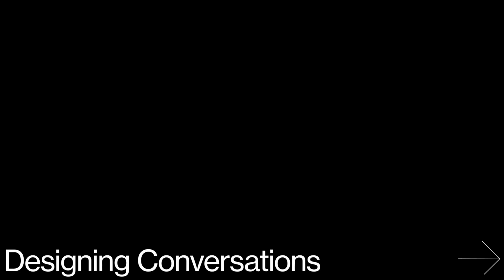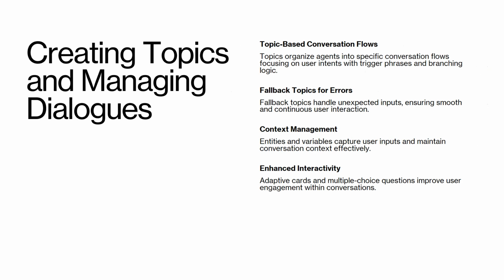Designing effective conversations is key to successful AI agents. This involves creating topics and managing dialogues to ensure a seamless user experience. Topics organize agents into focused conversation flows, using trigger phrases and branching logic. Fallback topics handle unexpected inputs, while entities and variables maintain context. Adaptive cards and multiple-choice questions further enhance user engagement.